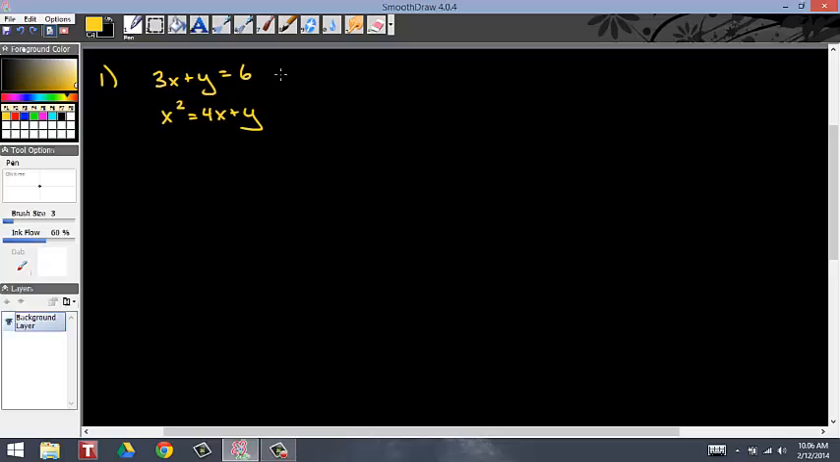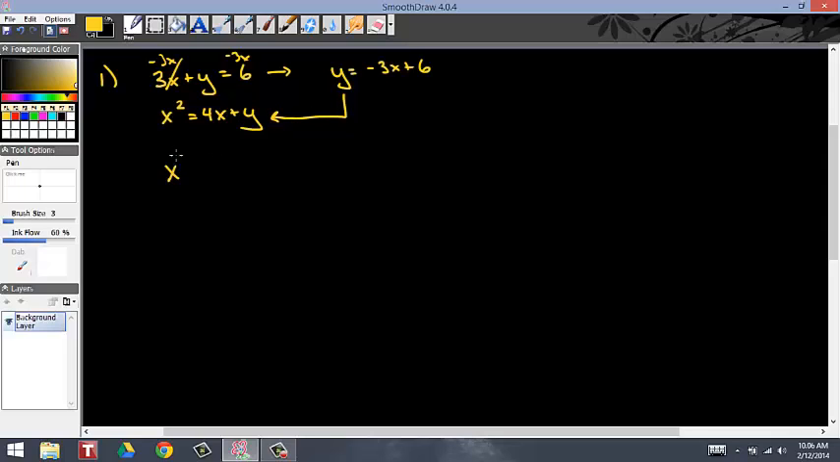Okay, so I'm going to use substitution, because there's nothing that I can eliminate here besides the y's, and that's going to make it a little messy. So I'm going to say y equals negative 3x plus 6, and I did that by subtracting 3x from both sides. Now I'm going to take that value and pump it into this y here.